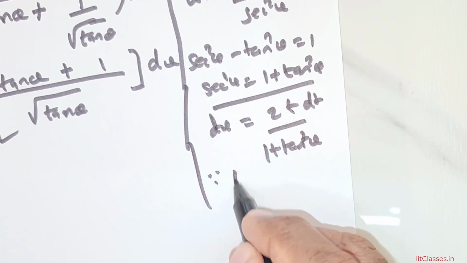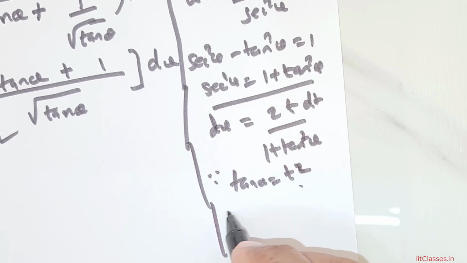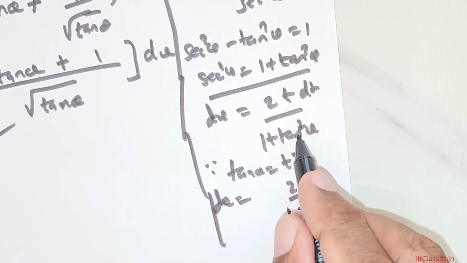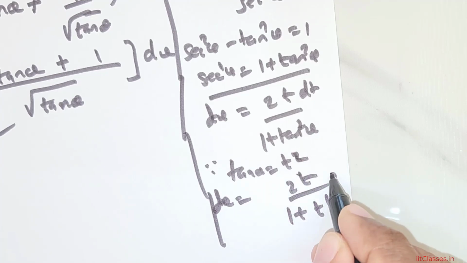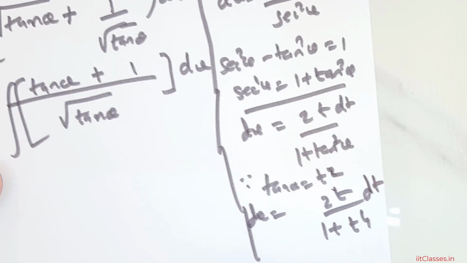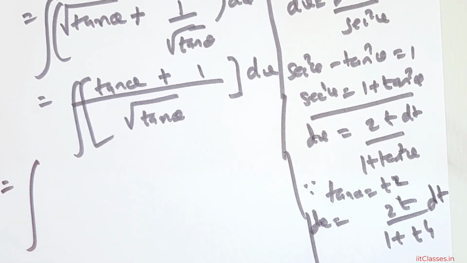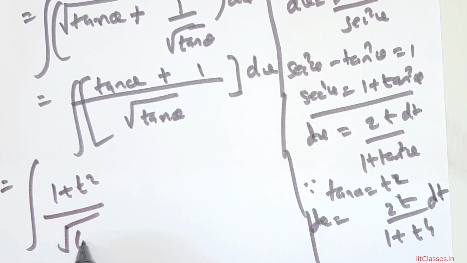But tan theta is t squared. So d theta will be equal to 2t over 1 plus, in place of tan theta you substitute t squared, that will become t raised to the power of 4, times dt. So coming back over here, integral 1 plus t squared divided by root of t squared.